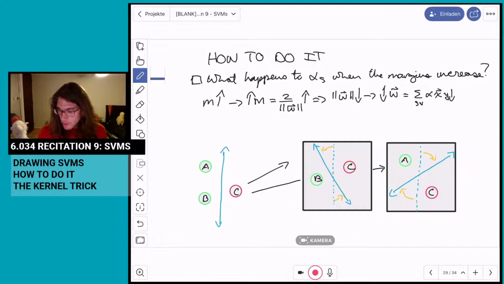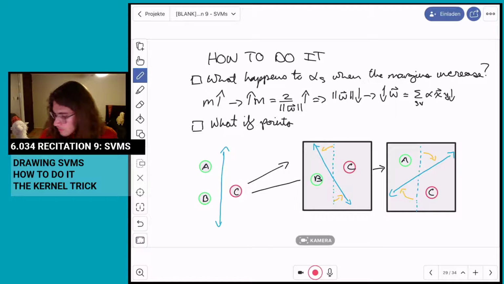And then the other question, which was actually the first one that I asked in the previous whiteboard, was: what if the points are not symmetrical, or the support vectors to be precise?